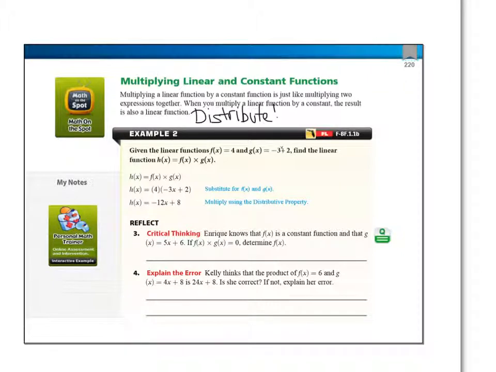Go ahead and answer the two reflection questions. Answer them first individually and then check your answers with your group before you unpause this.